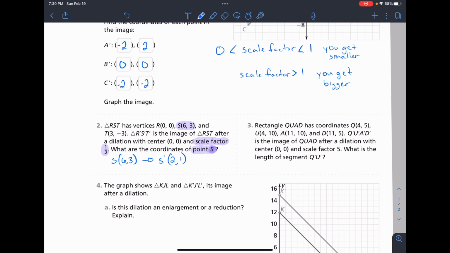And you can use a calculator to figure that out if you need to. You would do 6 times 1/3, and your answer will be 2. And then you can do 3 times 1/3, and it will give you 1. So your new coordinates are 2, 1. And, well, you're all done.